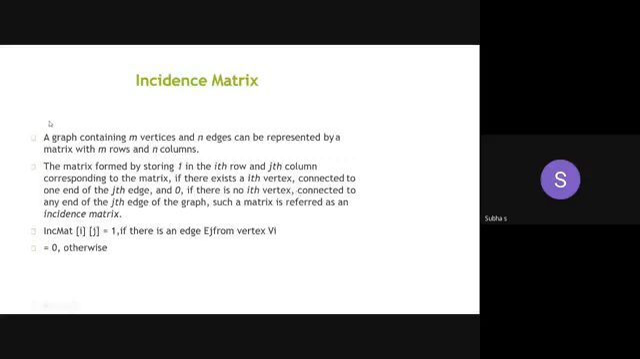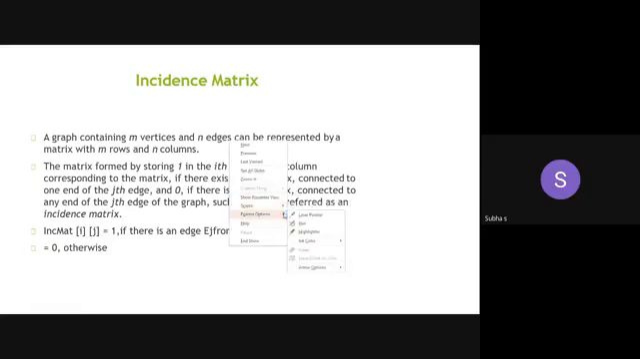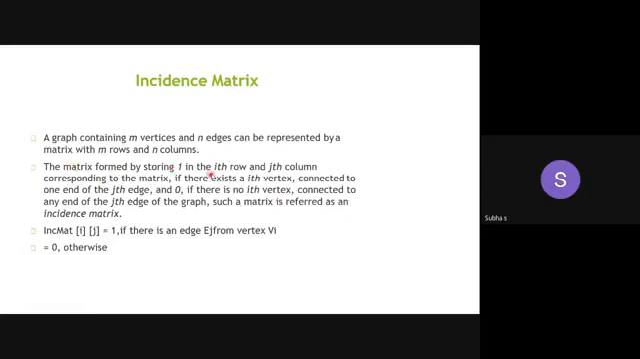Now come to this definition. Look at the second point. The matrix is formed by storing this in the ith row and jth column. We put 1 if the ith vertex is connected to one end of the jth edge. Here i means the ith vertex, vertex 1, 2, 3, 4, and similarly the jth edge, 1, 2, 3, 4. If there exists such a connection, you have to make it as 1. Otherwise, you have to put it as 0. If no vertex is connected to that particular edge, make it as 0.